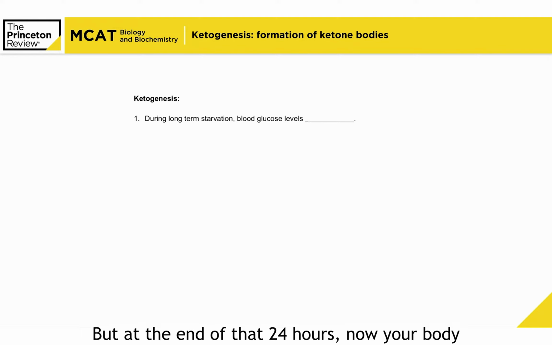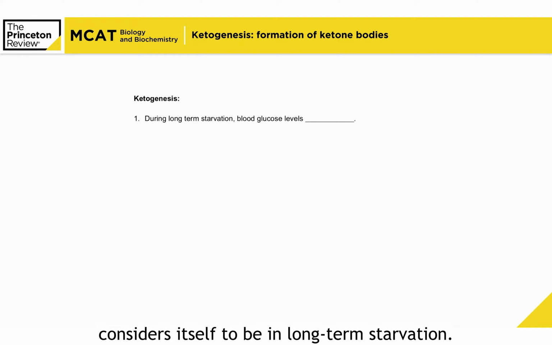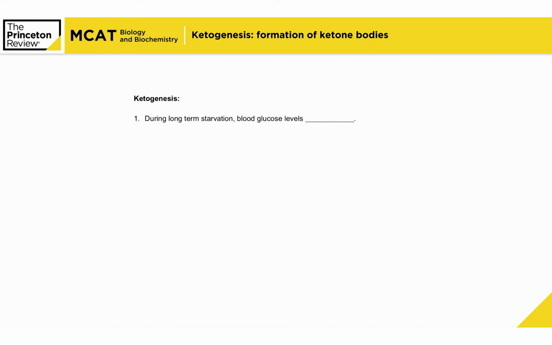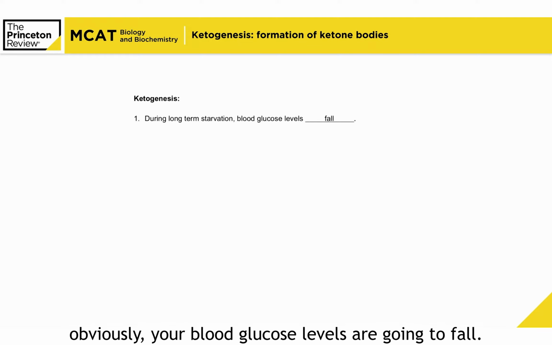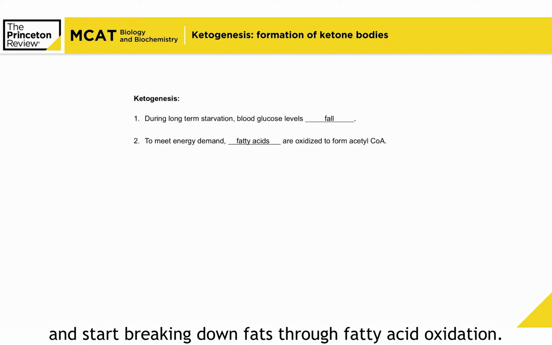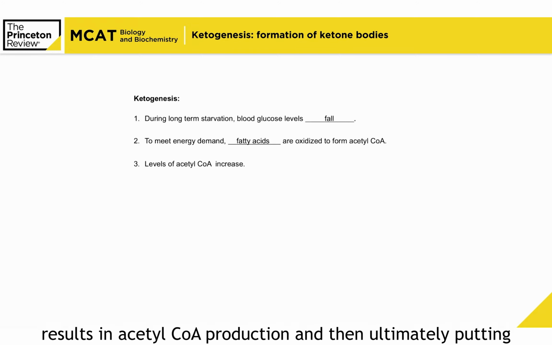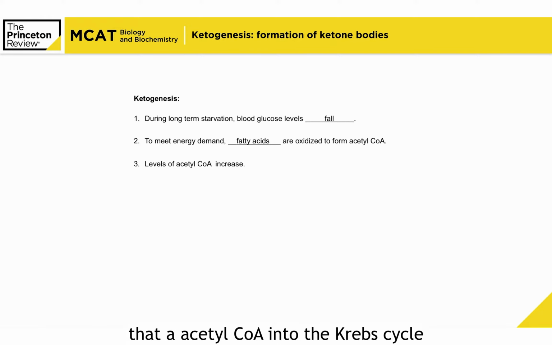But at the end of that 24 hours, now your body has depleted its glycogen stores, and now considers itself to be in long-term starvation. So, during this long-term starvation, obviously, your blood glucose levels are going to fall. And to meet energy demand, your body is going to shift to fat metabolism and start breaking down fats through fatty acid oxidation. So, your levels of acetyl-CoA are going to increase because fatty acid oxidation results in acetyl-CoA production, and then ultimately putting that acetyl-CoA into the Krebs cycle to generate NADH and FADH2.